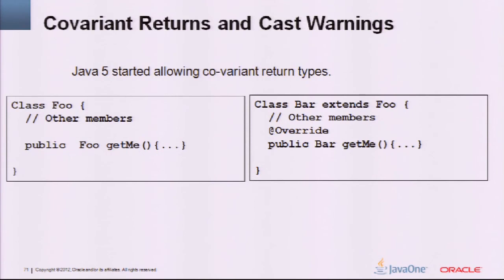Covariant returns and cast warnings. A few slides back, I told you all that I'm going to get back to covariant returns. I'm trying to explain what covariant returns is here. Say we have a class Foo with a method getMe, which returns a Foo to you. You have another class, Bar, which extends Foo. Before Java 5, for any method of Foo that Bar overrides, the return type had to be exactly the same as the supertype had. But from Java 5 onwards, the return type can be a specialization of the return type that the supertype has. So in this example, Bar is overriding getMe, but it's not returning a Foo like Foo does. It's returning a Bar. And this is legal because Bar is basically a specialization of Foo. So from Java 5 onwards, this feature was added to the language.